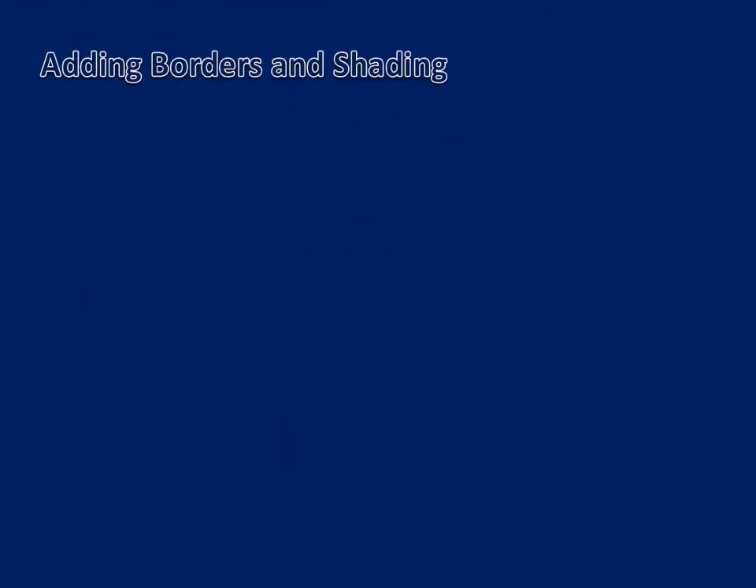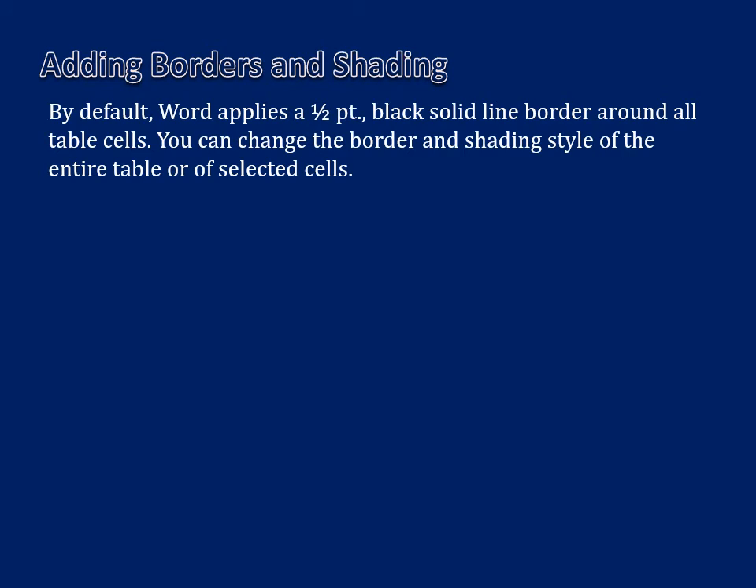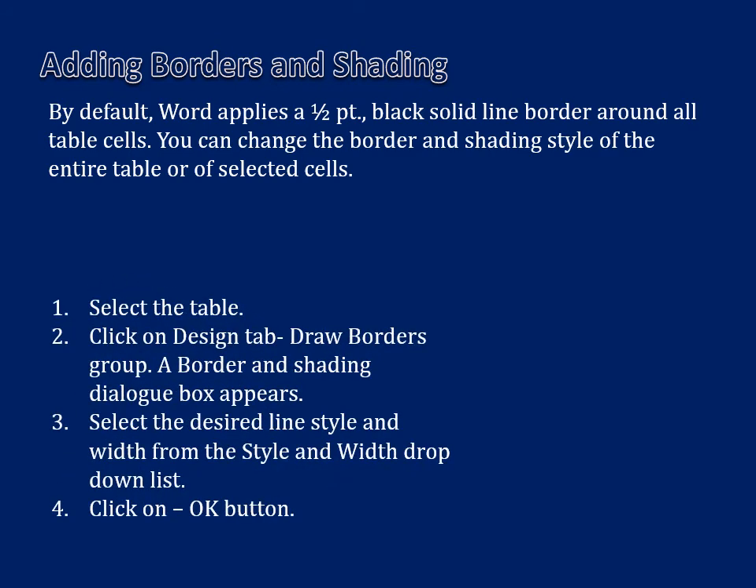Till now we have learned how to merge cell, how to split cell, how to insert rows and columns. Now let us learn how we can add border and shading to the table. By default, Word applies a half point black solid line border around all the table cells. You can change the border and shading style of the entire table or of selected cells. First, to do this, you need to select the table. Click on the Design tab, Draw borders group, a border and shading dialog box appears.